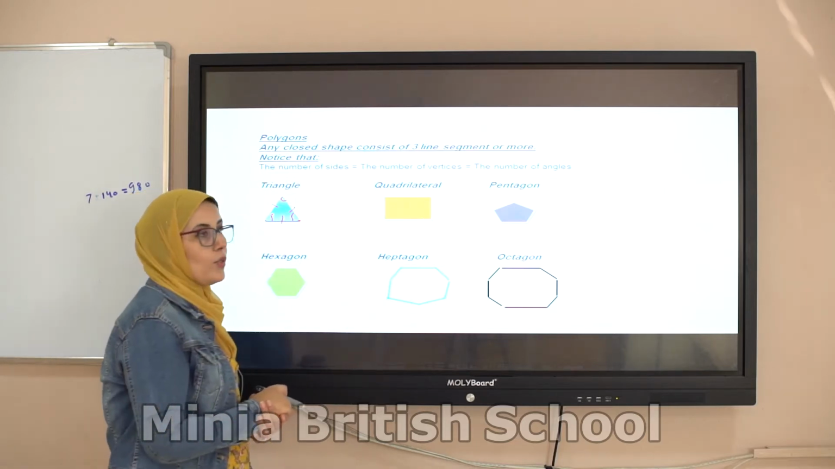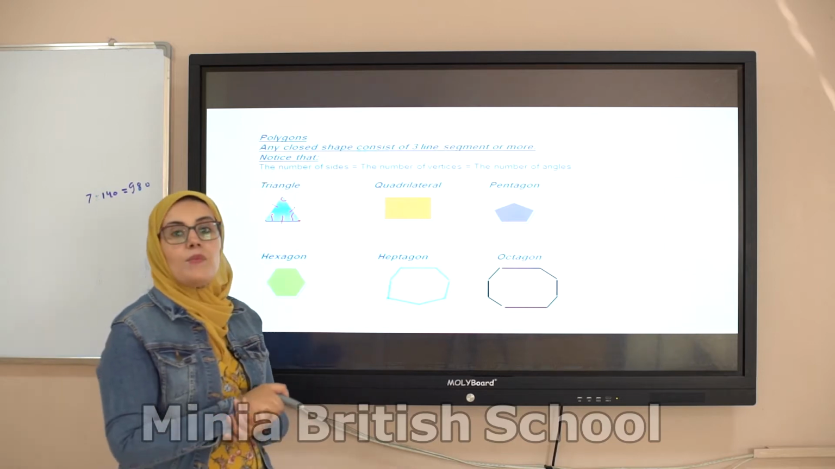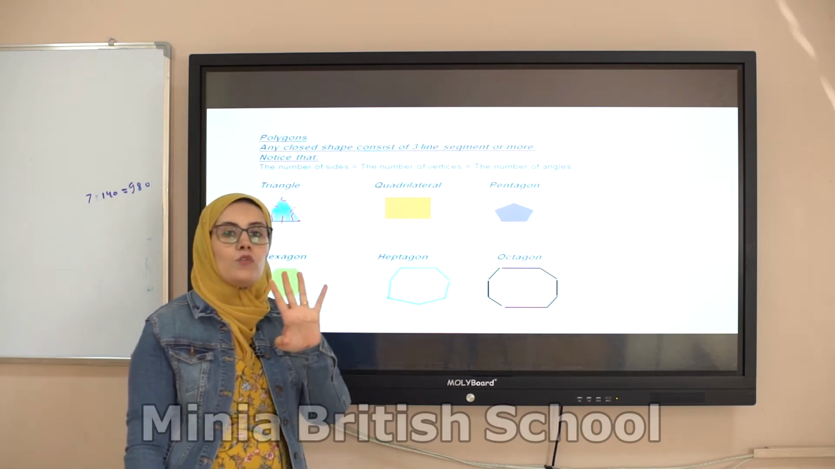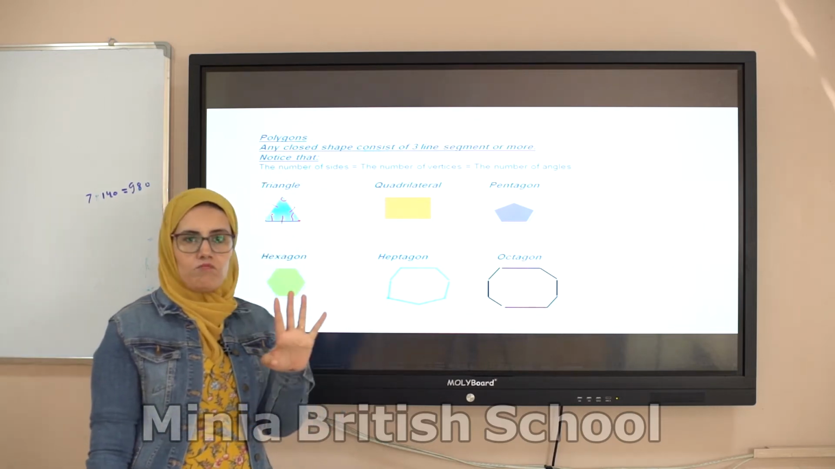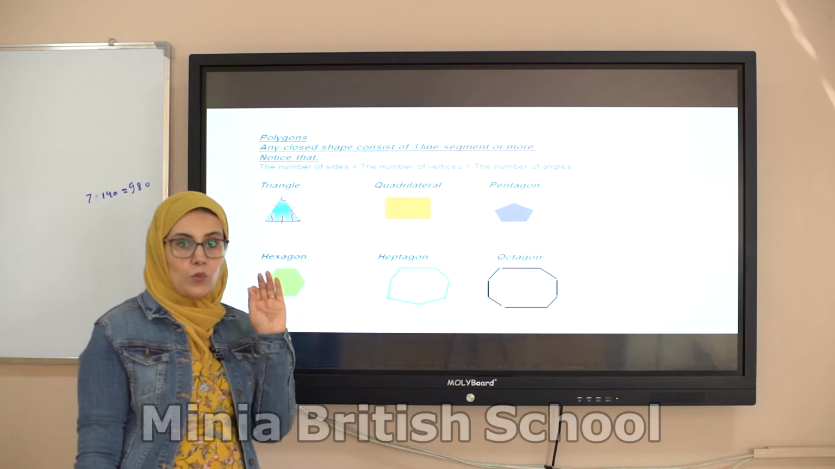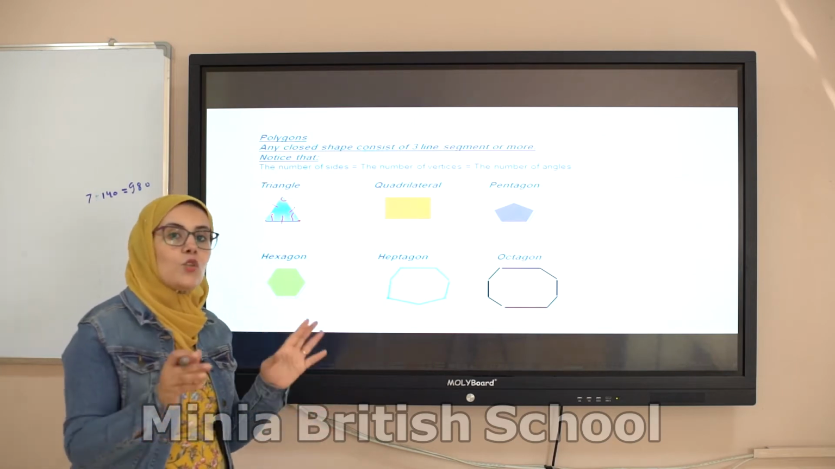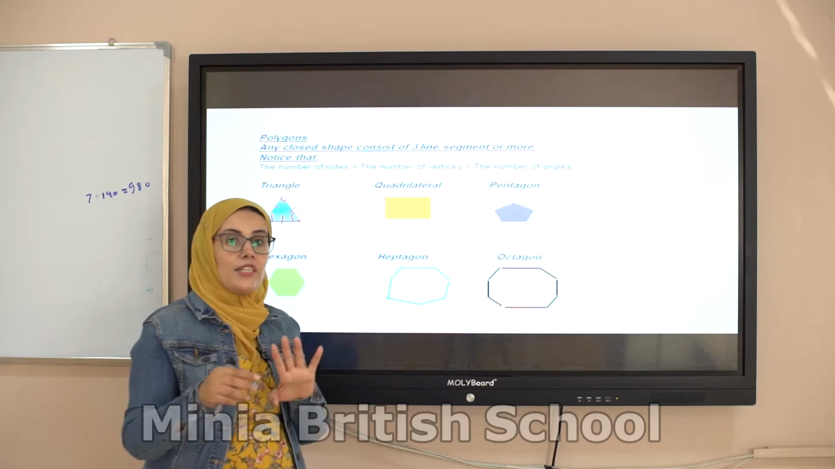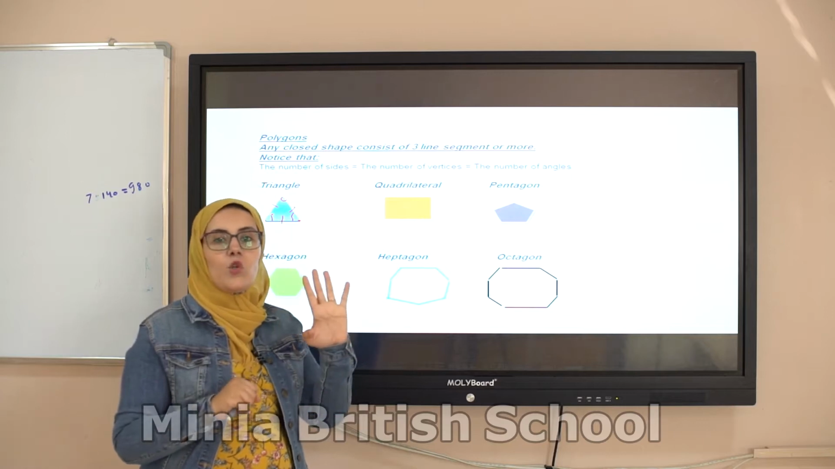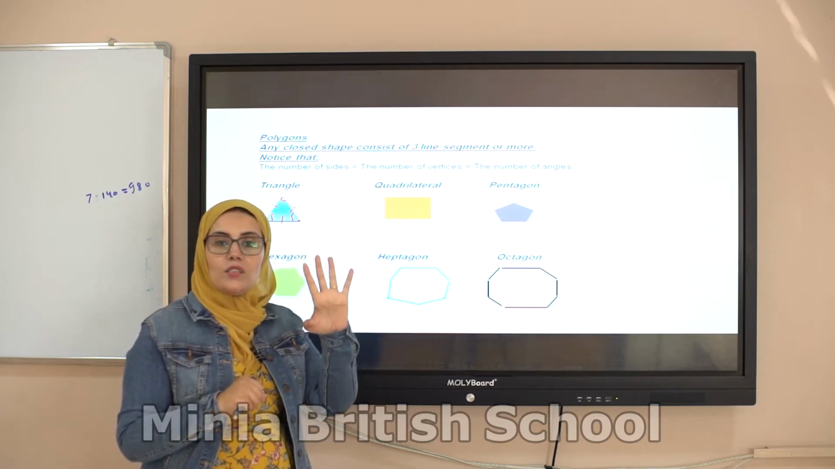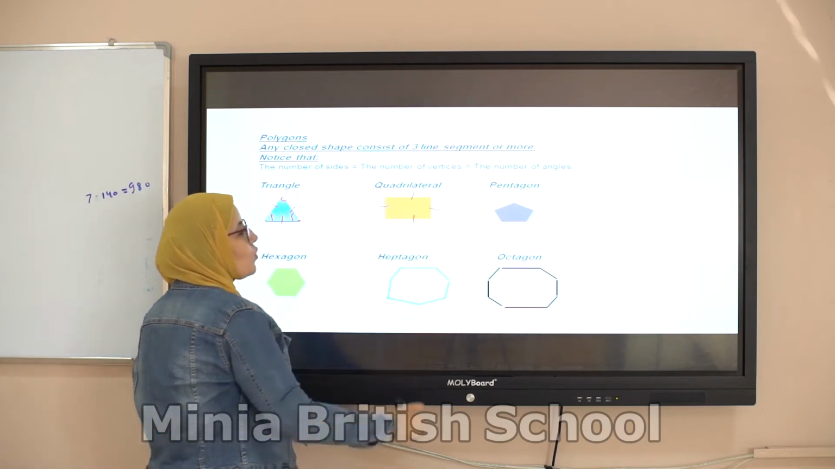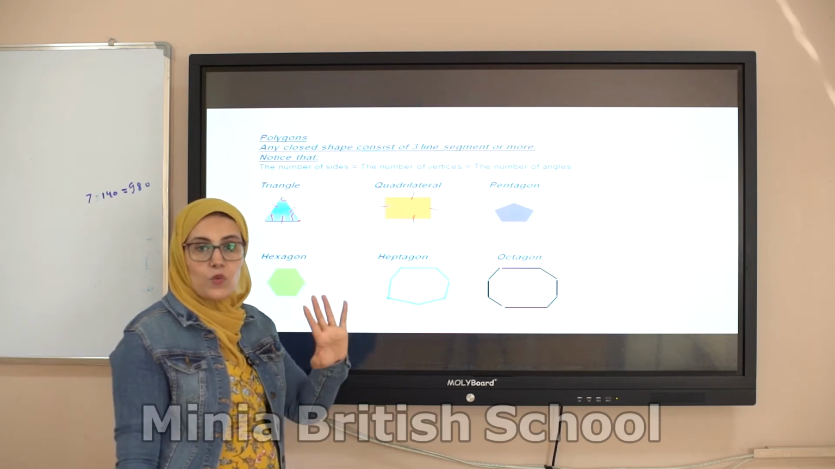The second polygon is the quadrilateral. Quadrilateral means the polygon which has 4 sides. We have many types of quadrilateral polygons, and we will study them well and know the property of each quadrilateral shape. The polygon which consists of 4 sides is called a quadrilateral. Here side, side, side, side. So here we have 4 sides, 4 vertices, 4 angles.